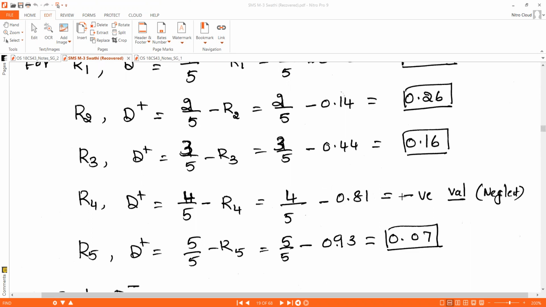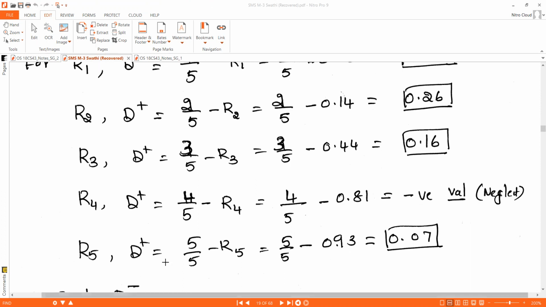If you do that, we will get some negative value. In that algorithm, they have given that if you get any negative value for d plus or d minus, we need to neglect that value. So we are neglecting it.